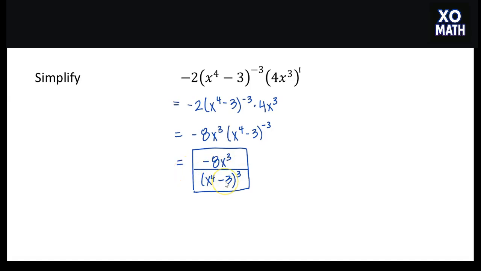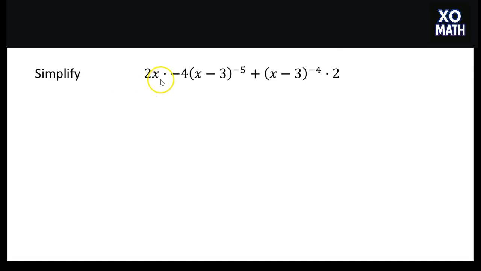of the entire quotient. Now let's simplify 2x times -4 times the quantity x minus 3 to the -5th plus the quantity x minus 3 to the -4th times 2. First, we want to recognize that we have two terms here. Terms are separated by addition. So we have one term and two terms. What we can do is attempt to simplify each term before simplifying the entire expression. But I would actually instead look at each term and try to recognize if there are any common factors.